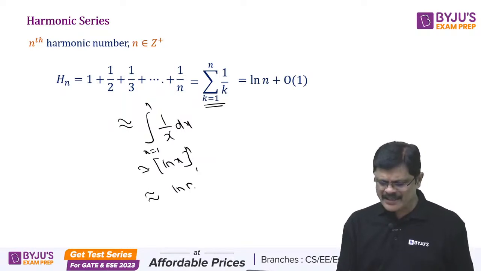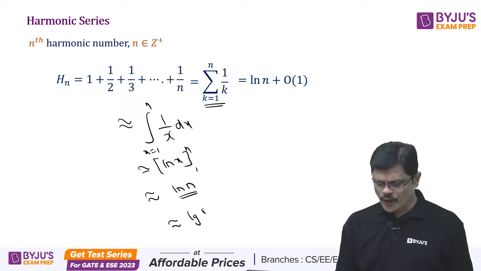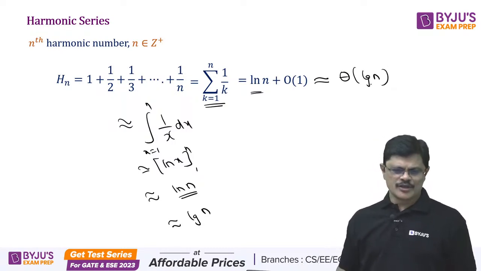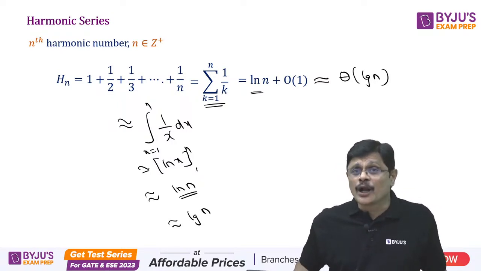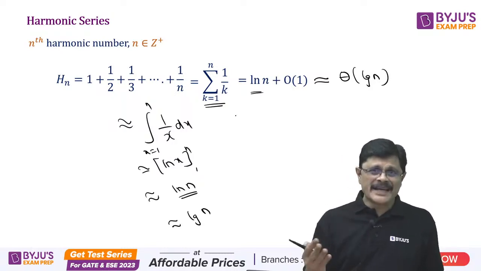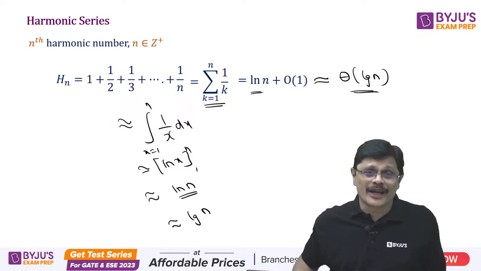Log n minus log 1 is 0. And as I told you, the base of the logarithm does not matter. So this is approximated with log n to the base 2. Because of that, we generally write for the harmonic series that the time complexity is theta log n to the base 2. Even though it is log n to the base e, the base of the logarithm does not matter. Therefore, we express this as theta log n.